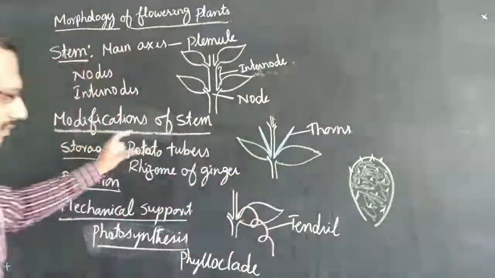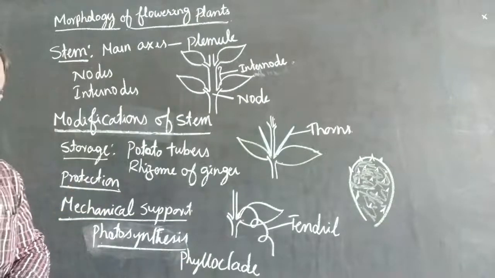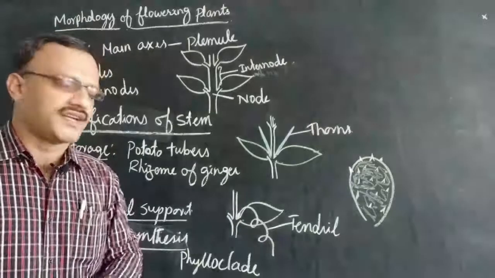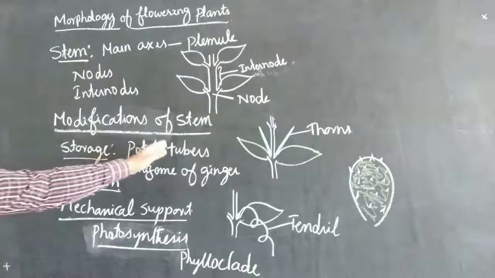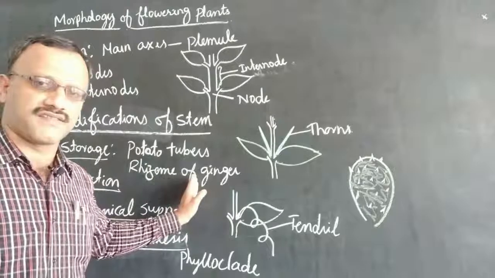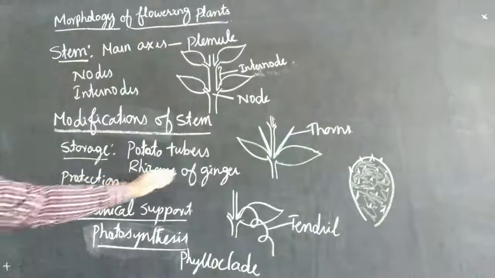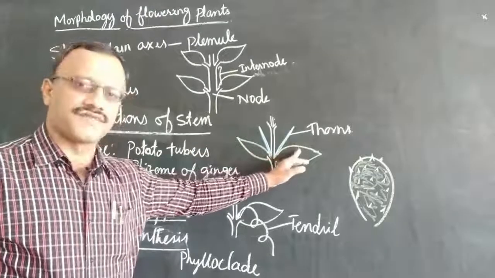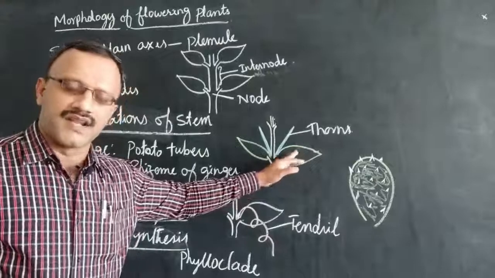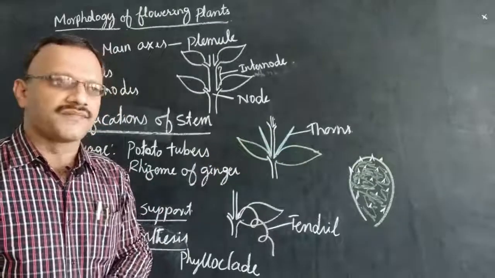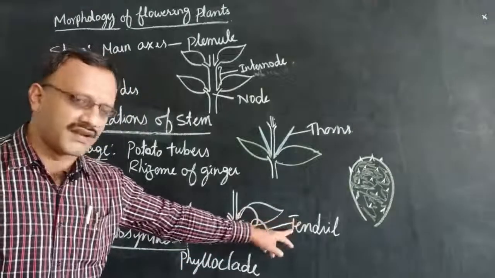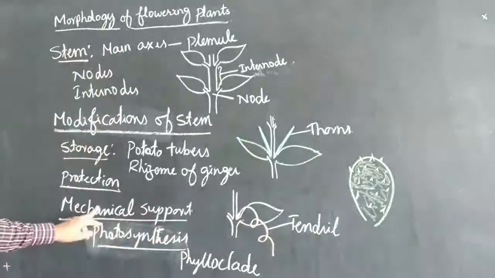So these are the modifications of stem, apart from bearing the branches, leaves, flowers, fruit, etc. It is involved in storage, like in potato tubers and ginger, which store lots of reserve food material in the form of starch. It is also involved in protection by forming thorns from the axillary bud, which protect the plant from grazing animals. Similarly, in weak stem plants like climbers, the axillary bud develops into tendril, which gives mechanical support.